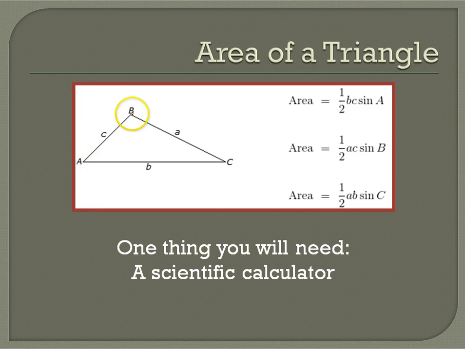So on the screen we have triangle ABC. The first thing I want to point out is that the lowercase letters in this picture and in the formulas over here represent the sides of the triangle, and the uppercase letters represent the angles.